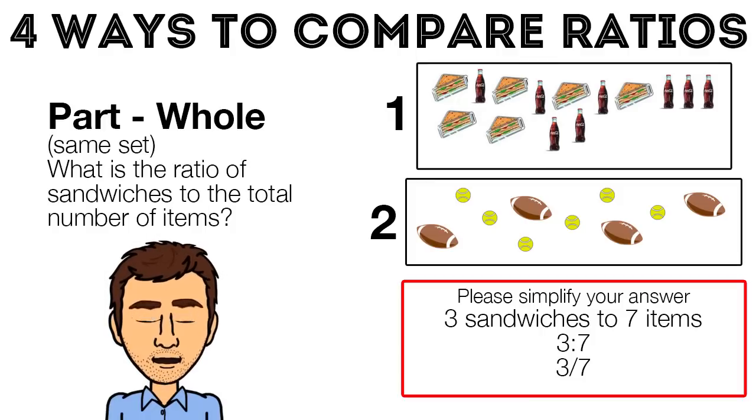So our answer is, for every 3 sandwiches, there are 7 items in the set. So we simplified our answer. We know that there were 6 sandwiches in set 1, and there were 14 total items. When we simplified it, we knew that 2 goes into 6, 2 goes into 14, and we come up with 3 sandwiches to 7 items using the word to. And then you can see the 2 other ways we can write ratios: 3 colon 7, and in the fraction form 3 over 7. So that's a real simple part to whole in the same set comparison using ratios.